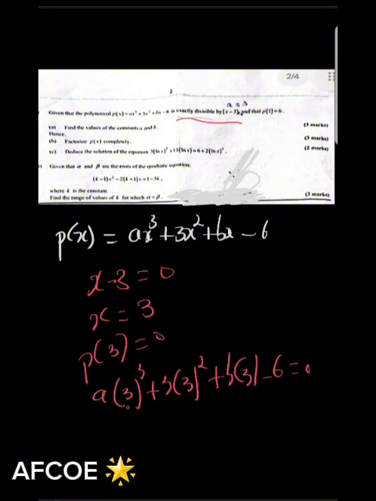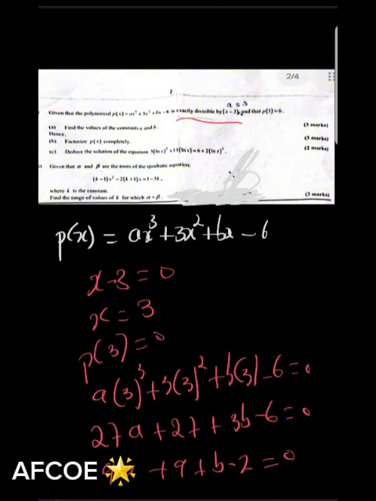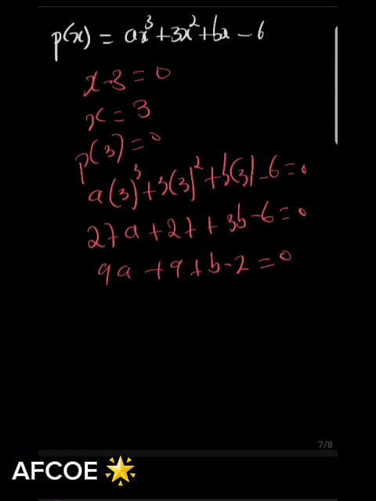So we now have 3 cubed is 27, so we can say 27a plus 9 times 3, another 27, plus 3b minus 6 equals 0. I can divide all through by 3. So we get 9a plus 9 plus b minus 2 equals 0. That is, I've divided all through by what? By 3, sorry.